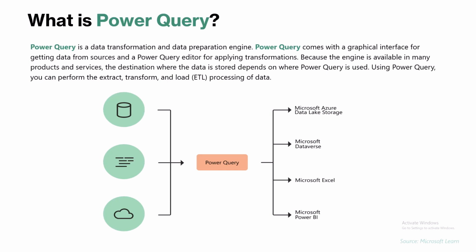For getting data, it has a graphical interface for getting data from sources. You can connect to millions of sources. For example, you can connect to sources from the cloud, from Azure, from the web, and from any databases: Amazon AWS, Amazon Redshift, SQL Server, MySQL, PostgreSQL, ClickHouse, data warehouses, Google Cloud. You can connect to any source with Power Query. There are over 1,000 connectors in Power Query that you can connect to.